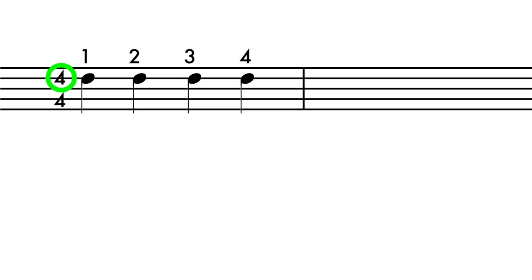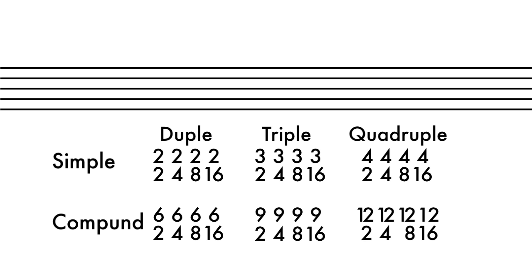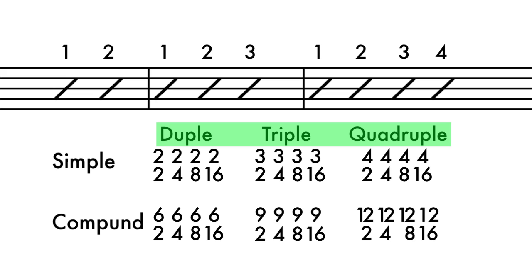As we discussed, the top number of a time signature indicates how many beats are in a measure. The number of beats per measure indicates if the time signature is simple or compound, and duple, triple, or quadruple. A time signature can also be irregular. The terms duple (2), triple (3), and quadruple (4) refer to the number of beats in a measure.